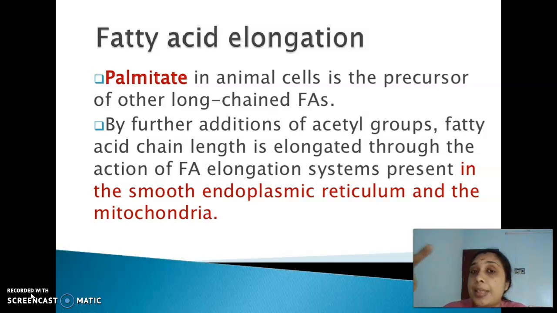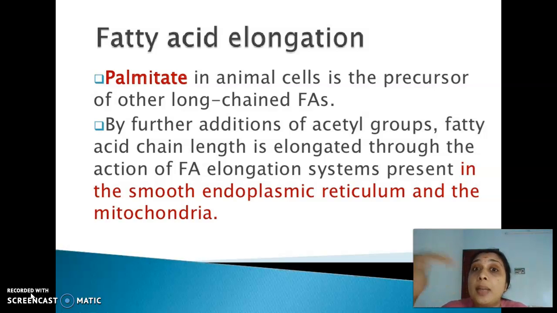So how can it be synthesized? So how can all these unsaturated fatty acids and very long chain fatty acids get synthesized from the palmitic acid itself, right? So how is it carried out? It is again carried out by elongation.